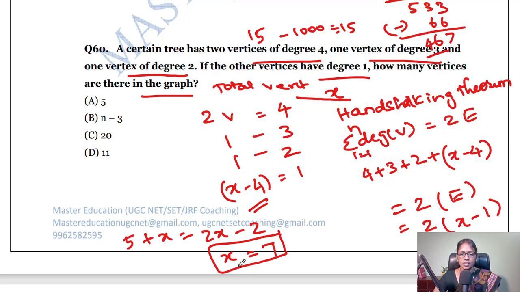So in this we found out that x equal to 7. So already how many vertices are there? 2, 3, 4. Okay, so 2, 3, 4, that is 4 vertices are there already. So 7 plus 4, that is equal to total vertices, option D, 11 vertices.